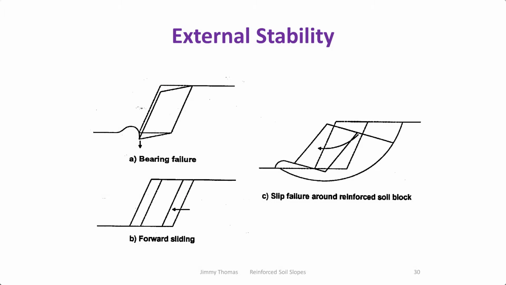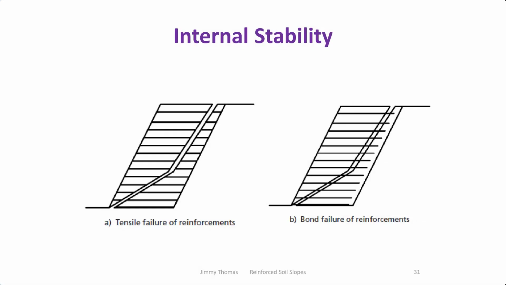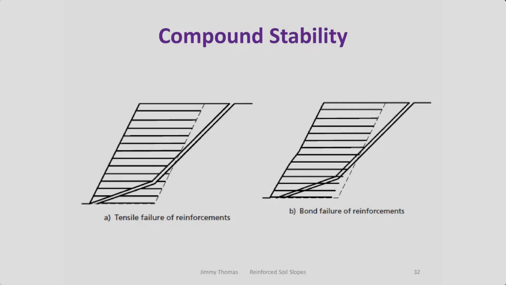Then external stability: we can have a bearing failure, forward sliding, slip failure. The importance of this, as the slope becomes flatter and flatter, the effect of failure mechanisms like forward sliding reduces. Then internal stability: rupture of the reinforcement, then bond failure of the reinforcement, same as for walls. Compound stability is the same. Compound also can be tensile failure and pull out.